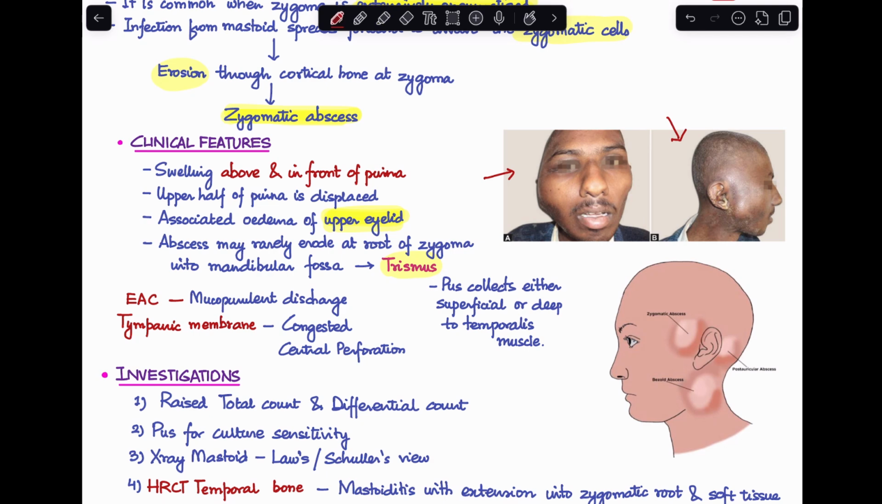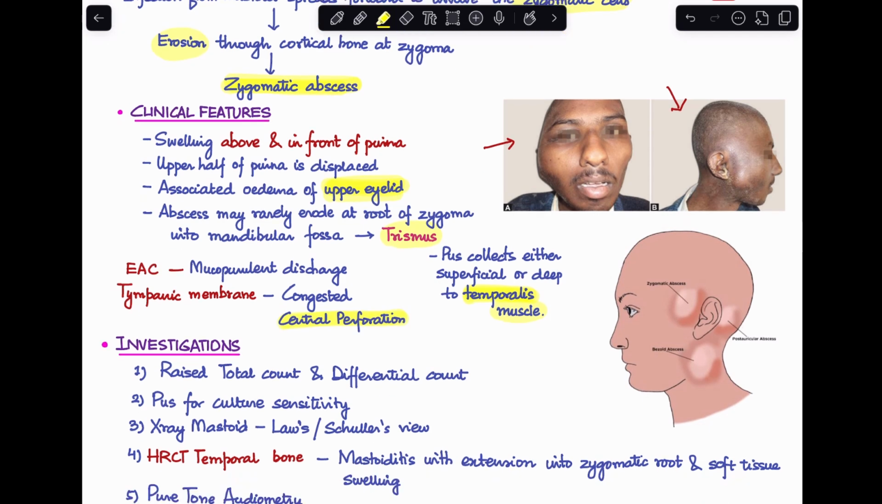So the pus in this case collects either superficial or deep to the temporalis muscle, which lies in the temporalis fossa. So these are the features that you see on the face. Other than this, the common features to all the other abscesses here are mucopurulent discharge in the external auditory canal and the tympanic membrane will be congested with a central perforation.